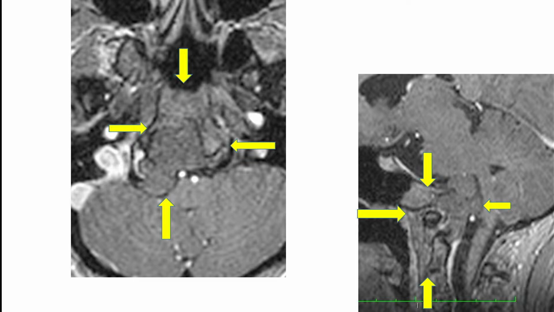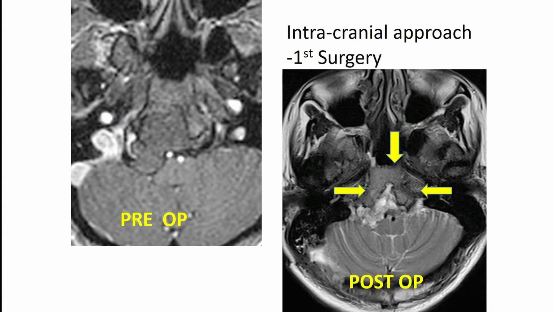What about involving the vital structures? Look at this lesion. Not only in the clivus, it's going into the cranial cavity all the way around, and it's multilobulated. So here you have to stage. This is the first stage, intracranial approach.